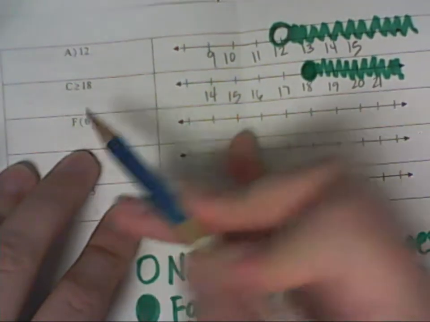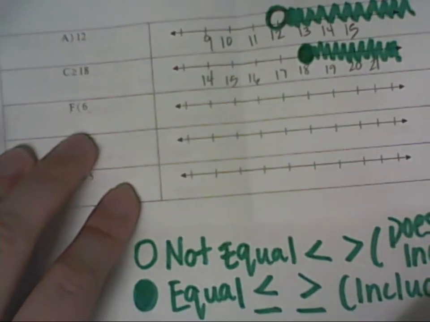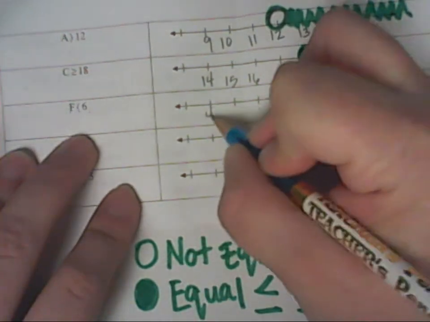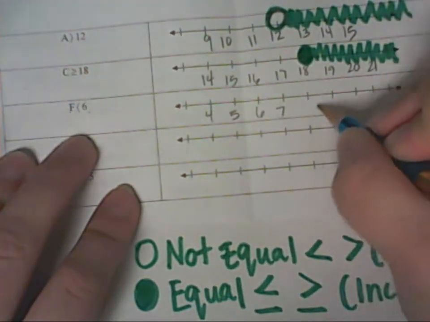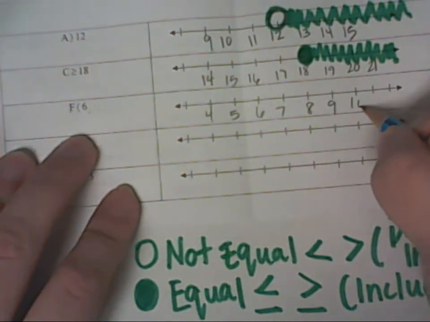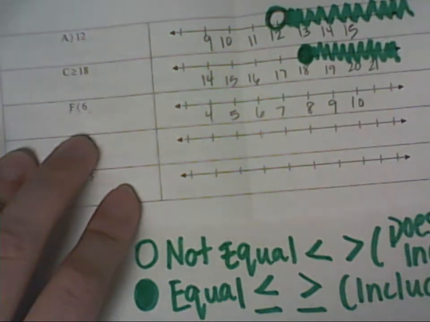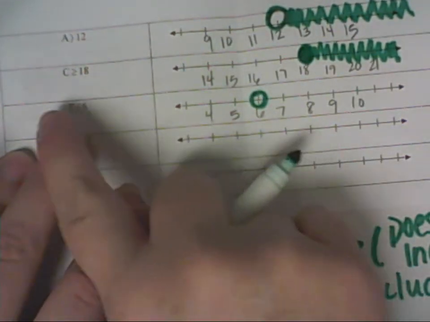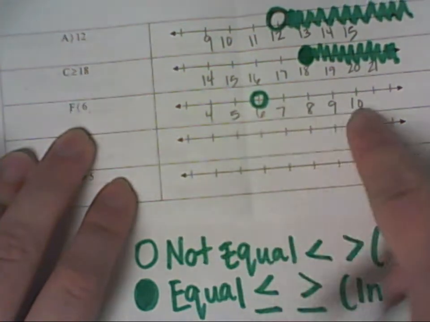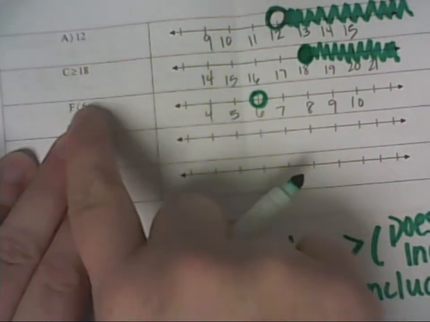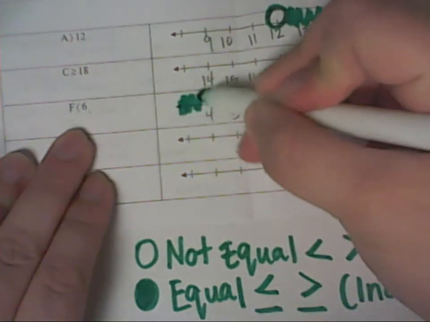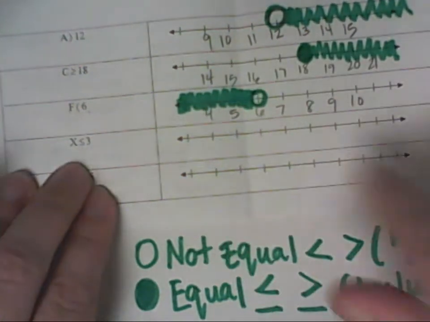The next one says F is less than 6. Since it doesn't have an equal sign, are we going to have an open circle or a closed circle? Yep, we have an open circle because it's not equal. So let's make our number line. Find 6. And on 6, we're going to have an open circle because there's no equal sign. And let's read it. F is less than 6. Pick a number. Pick 8. Is 8 less than 6? No, so we're not going to shade that direction. We're going to shade this direction.